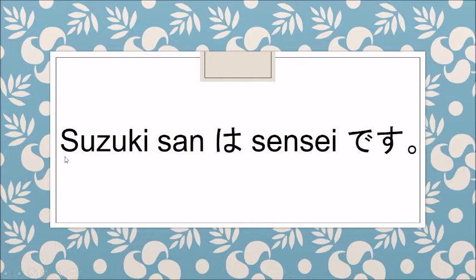In place of Suzuki, you could have any name like Tanaka-san or maybe Momoko-san, or maybe some relationships like instead of Suzuki-san, you could say Oto-san wa sensei desu, which means my father is a teacher. Similarly, Oka-san wa sensei desu, which means my mother is a teacher.